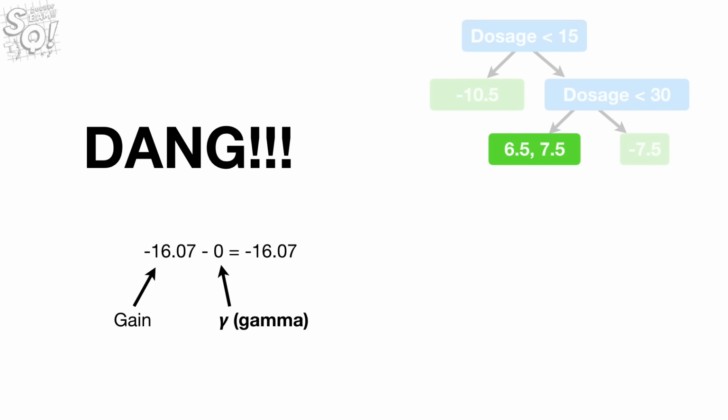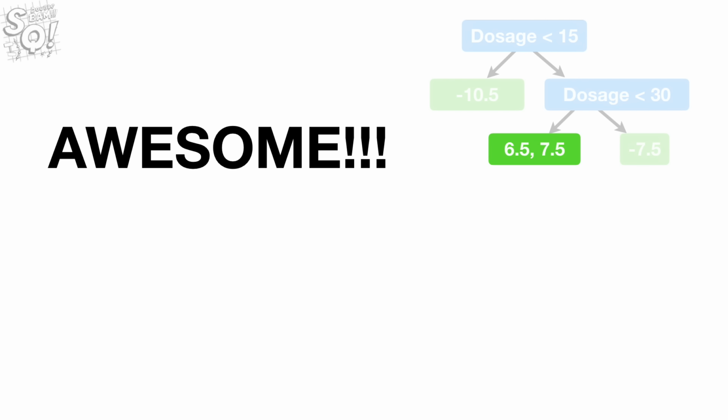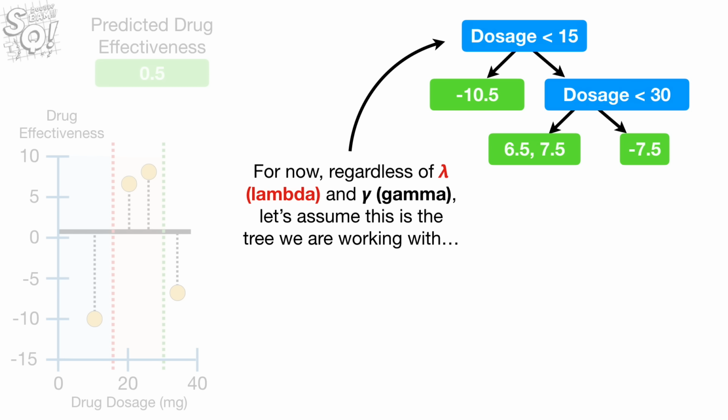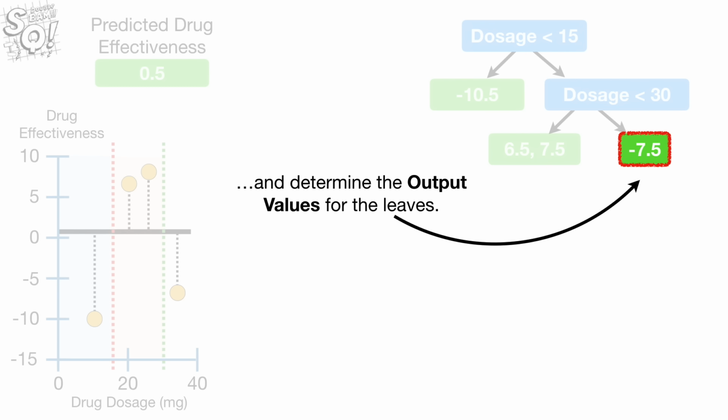Dang! On the other hand, by setting lambda equal to 1, lambda did what it was supposed to do. It prevented overfitting the training data. Awesome! For now, regardless of lambda and gamma, let's assume that this is the tree we are working with and determine the output values for the leaves.